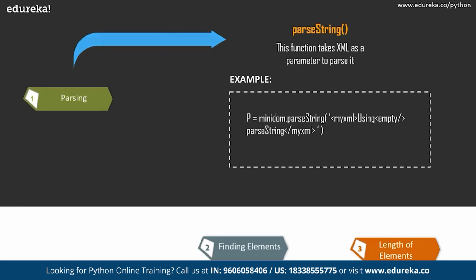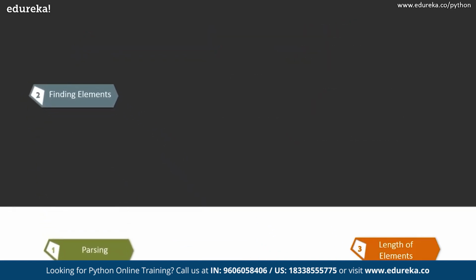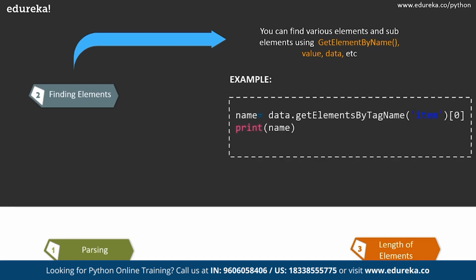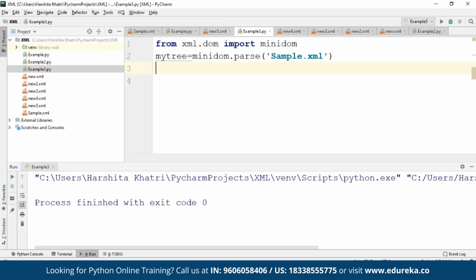Okay. Now let's get back to our presentation and see how you can actually find elements using the minidom module. To find various elements that are present in the XML file, you can use the getElementsByTagName method or value, data, attributes, etc. Now I'll jump onto my PyCharm and show you all how you can use the getElementsByTagName method. So let's see how you can actually get the tag name using this method.